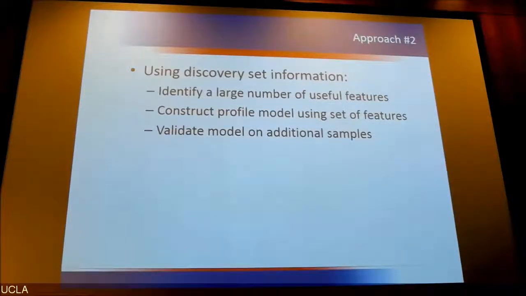Okay, so the second philosophical approach that I mentioned is multi-marker models, where we're not as interested in the individual prediction ability. Using the discovery set, we potentially will identify a very large number of features that are useful. It's not necessarily 20 or 50; it could be 100, it could be 500. We can then create a profile model on that set of features. The key thing will then be validating the performance of that model on a completely independent set of samples.